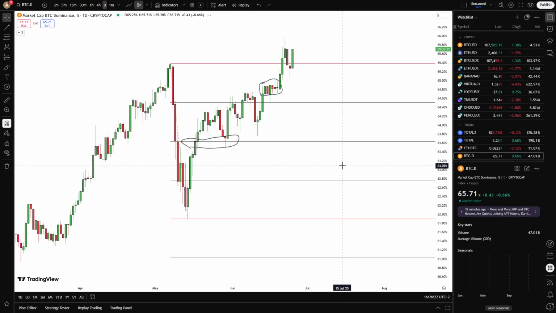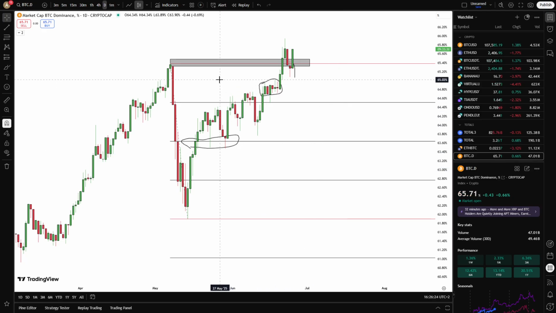You already see that. For BTCD, this is why the alts are really not moving that great. Yesterday and the day before they were, but today it's looking quite weak.